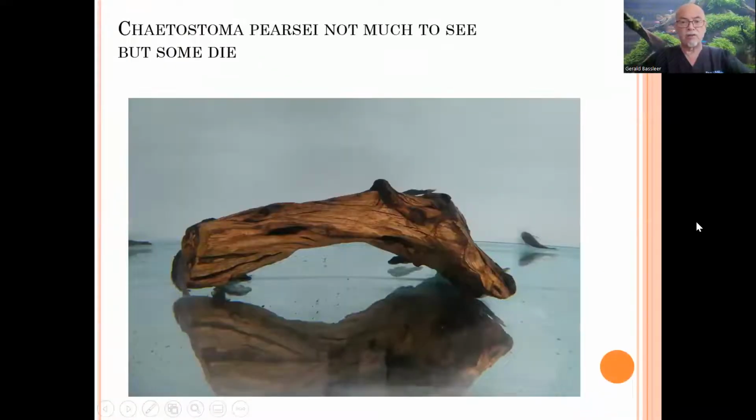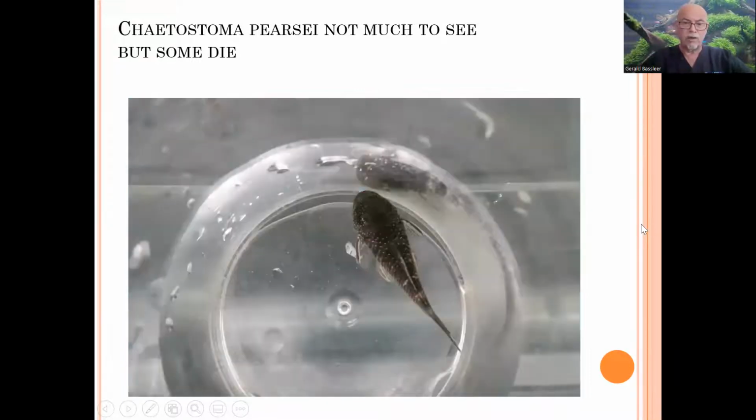And particularly here, the Chaetostoma, which we encountered, we had a few losses every week. And they were sitting here in the wood, on the path, on the side. We couldn't see anything particular. Here we took one out and they looked pretty okay. Not much we could see on the Chaetostoma piercei or persei, but some were dying. This fish comes from Colombia.